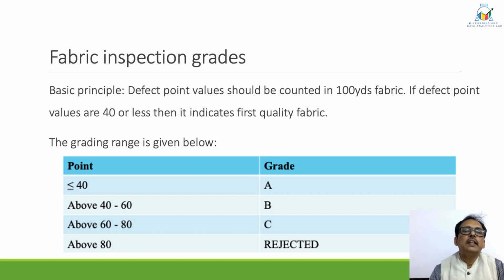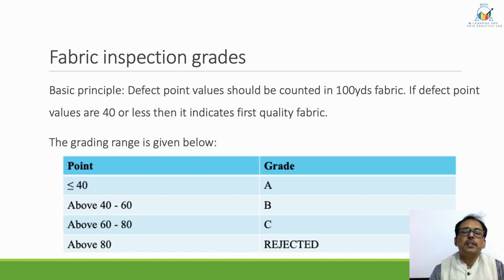Fabric inspection grades. Fabric inspection defect point values should be calculated per 100 yards of fabric. If the defect point value is 4 or less, it indicates first quality fabric. The grading range is given below. Points less than 40 is grade A, above 40 to 60 is grade B, above 40 to 80 is grade C, and above 80 is rejected.